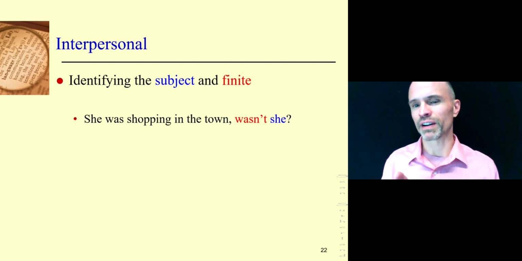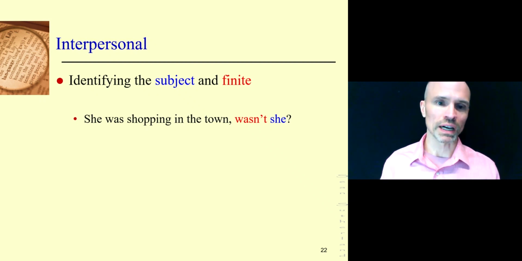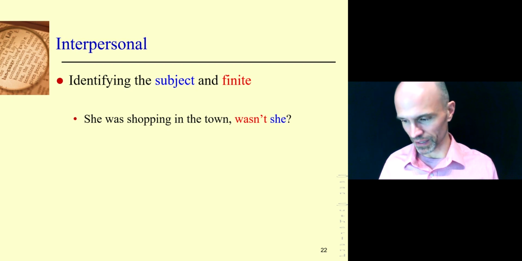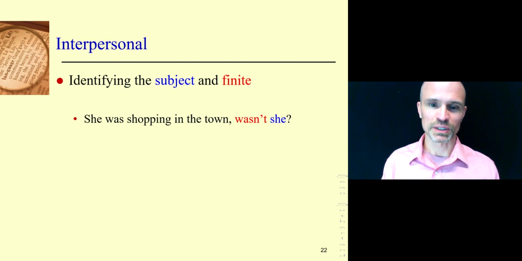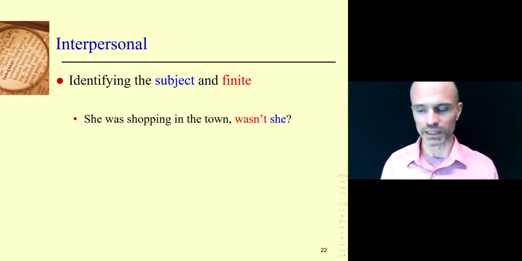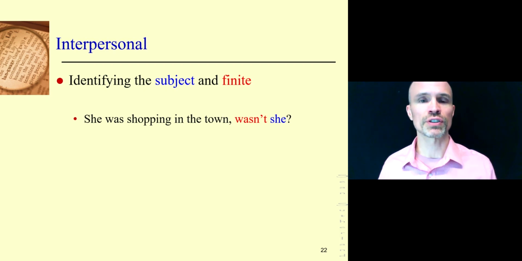I probably shouldn't have put n't in red here. The finite of "she was shopping in the town" is was. You made it negative to make the tag question, but as far as locating the finite of the original clause, "she was shopping in the town," it's just the word was. Sorry for highlighting the n't in red. I shouldn't have done that.